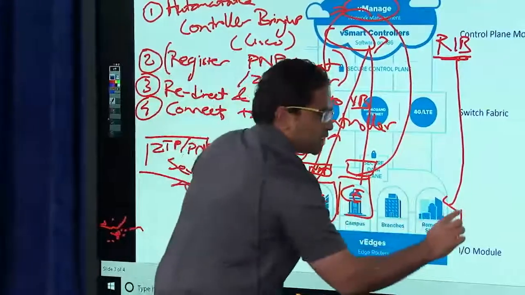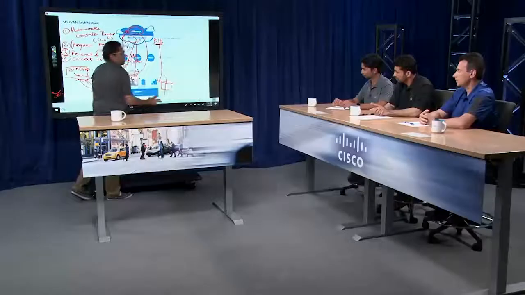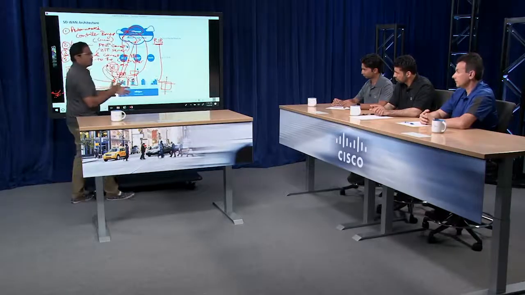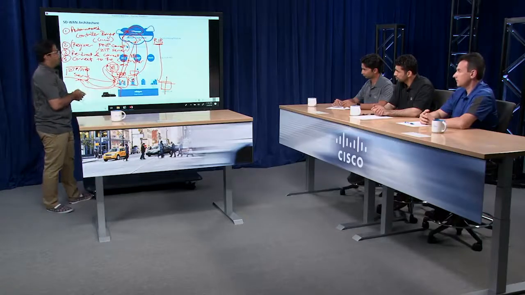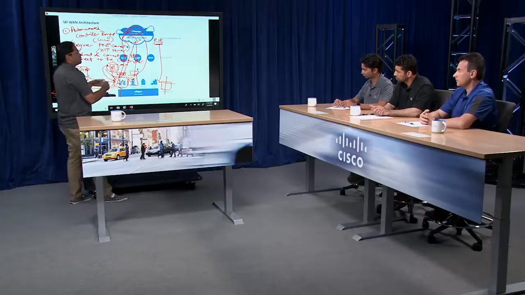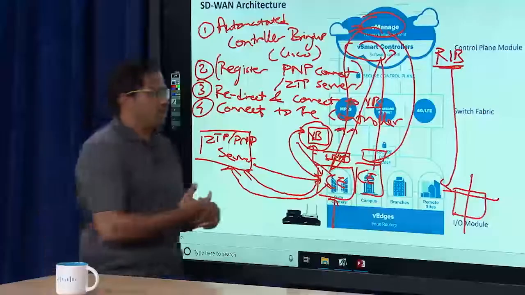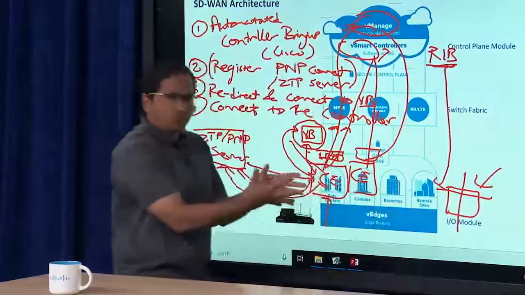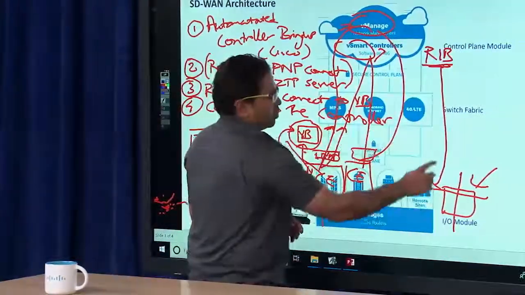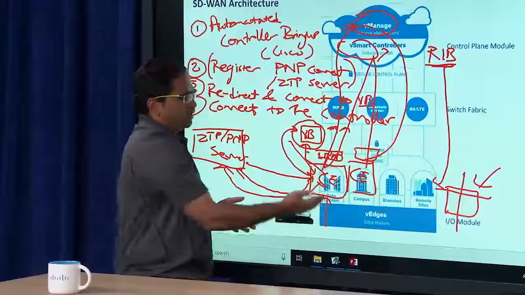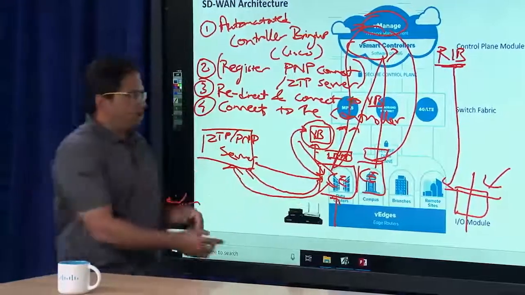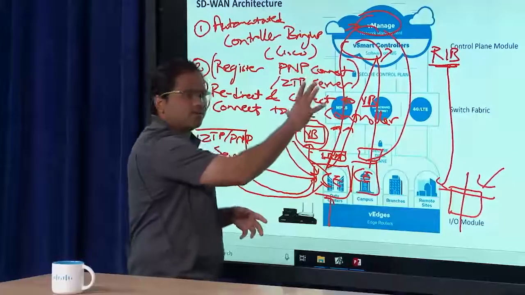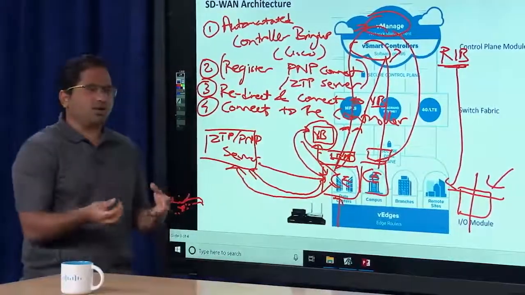The edges store this table for a fixed amount of time, which could be a few days or a few hours, depending on how you want to handle your network, how much flux your network is in. The operator could determine how long he wants to cache this table. So once this programming is done, the edges have all the information they need to actually switch packets over the network. They no longer need the controllers until and unless there's a new routing update.